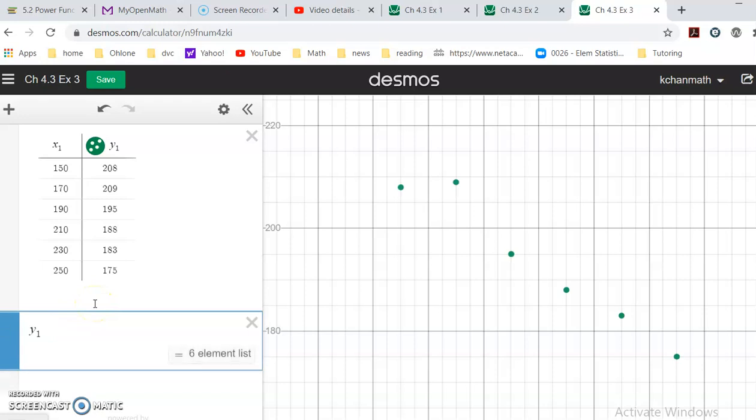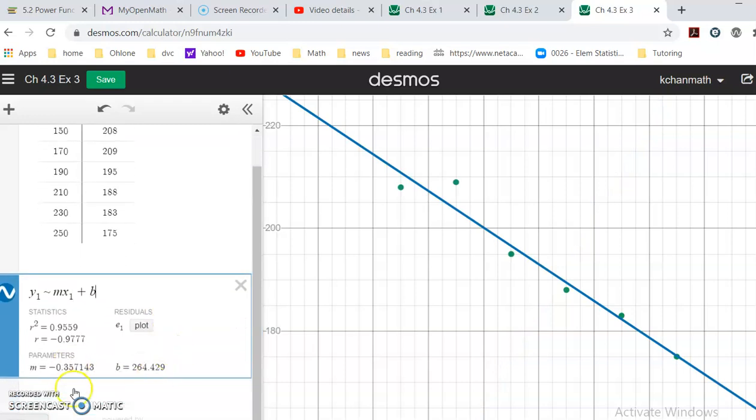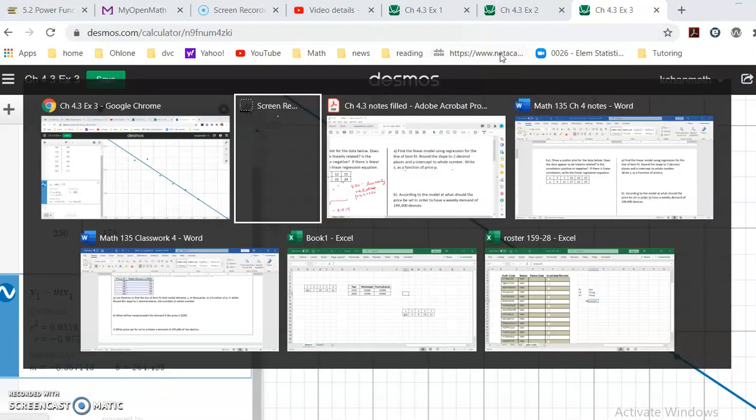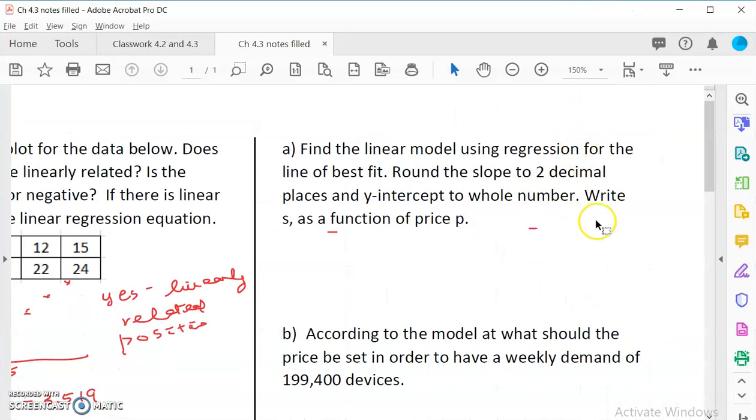So y1 equals mx1 plus b. The slope is negative 0.357 and b is 264.429. Let's go back to our example. So we want to find the linear model.